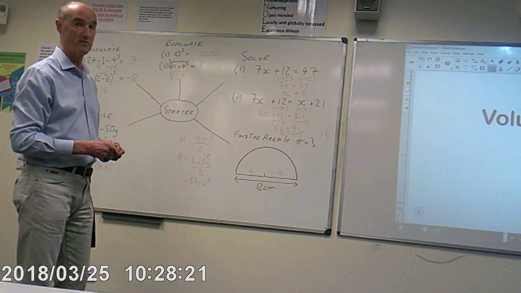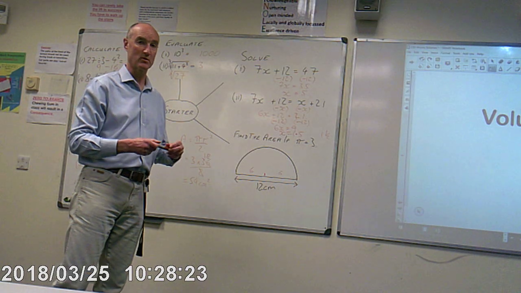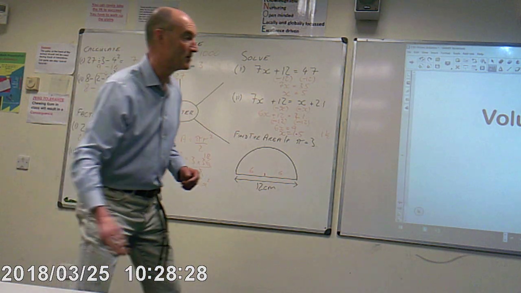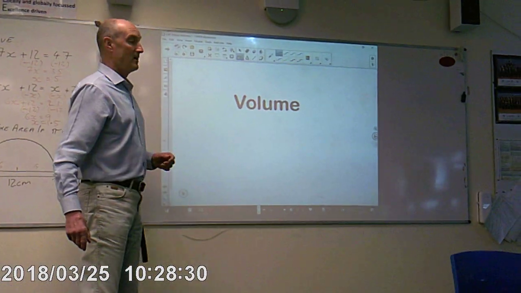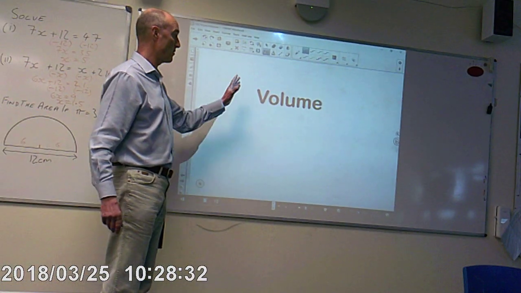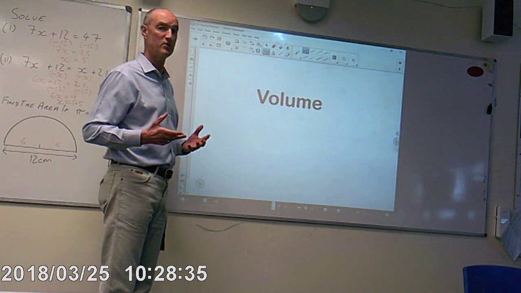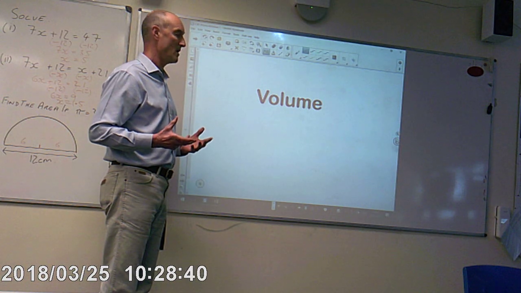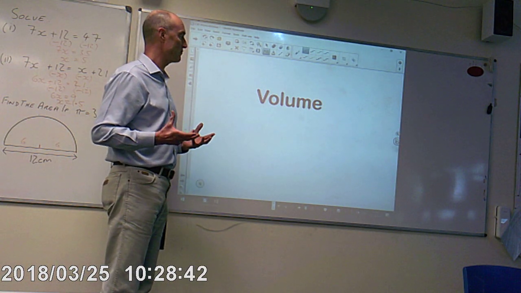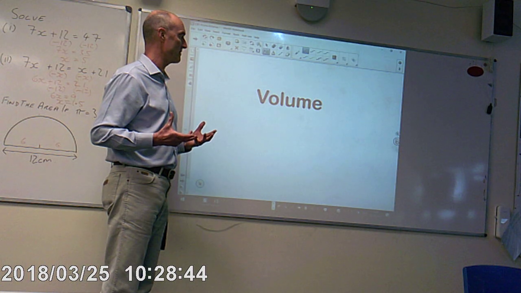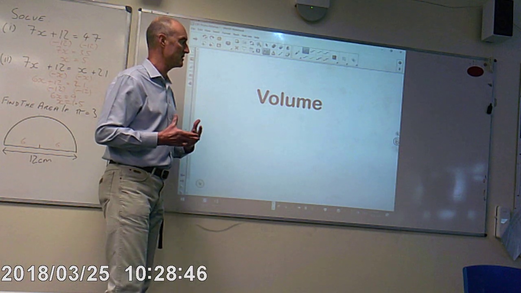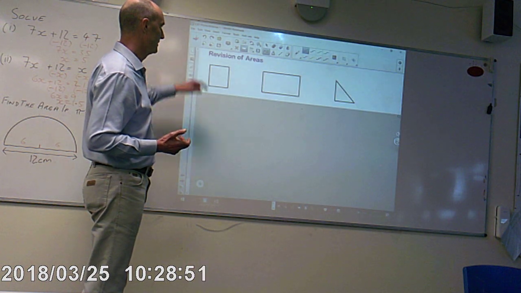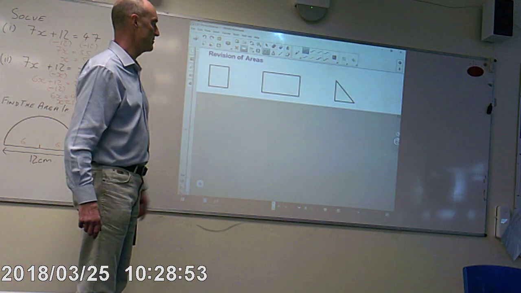So that's the starter activity completed. We'll now move across to the other board. And today what we're going to be looking at is a little bit of revision, really. It's the topic of volume, but to do with regular shapes, and you'll see what I mean when we work through. Just to start with though, revision of areas.